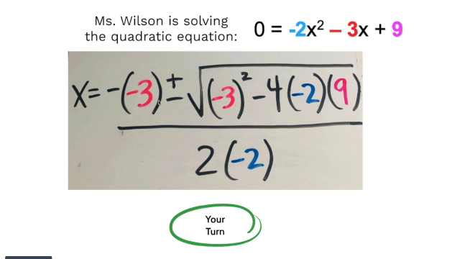Since the B is negative, she's going to have a negative inside of the parentheses and this negative from the formula. Here she substituted the B as negative 3. Here she substituted in the A as negative 2. Here she substituted in the 9. And last but not least, she substituted in the A in the denominator. Your turn.